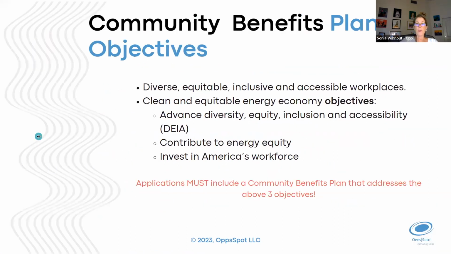And don't forget the community benefits plan. There are 3 objectives, and you have to address each of them. So how are you going to advance diversity, equity, inclusion, and accessibility, or the DEIA? How you're going to be contributing to energy equity, and how you're going to be investing in America's workforce. And you have to address these 3. You can't just address one and pick the one that you're strongest, all 3.